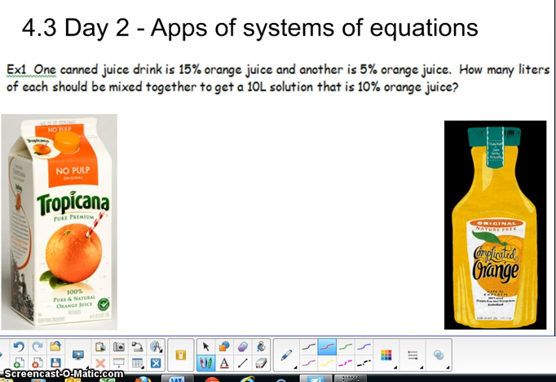In today's lesson we're going to talk about more applications of systems of equations. In this first example, we're talking about orange juice. We have 2 cans of juice drink, and we have 15% orange juice in one and 5% in the other. So we're going to take a mix of these together and then come up with 10% orange juice.